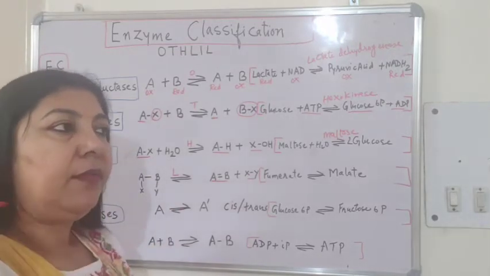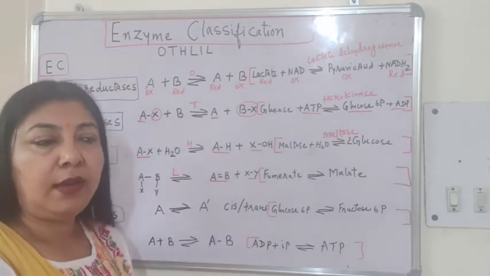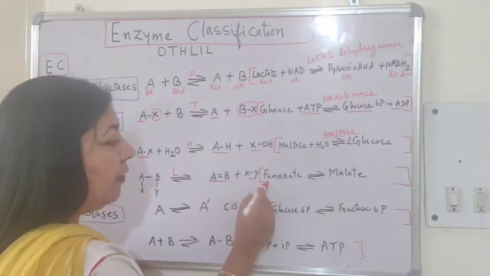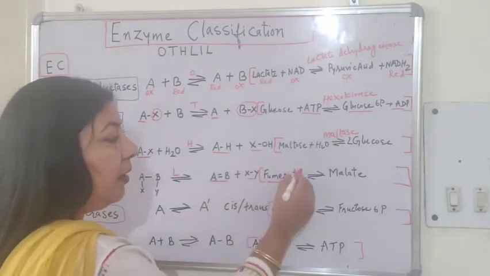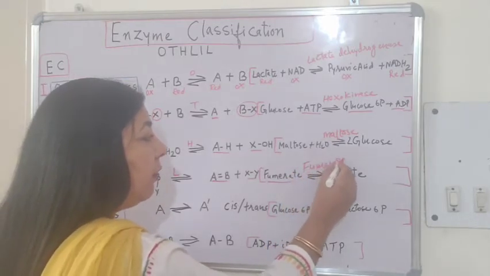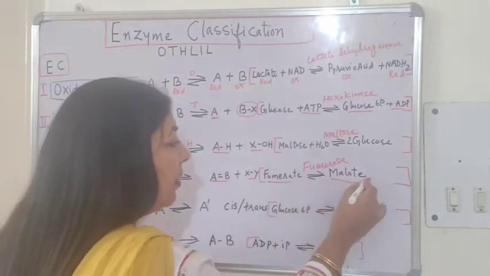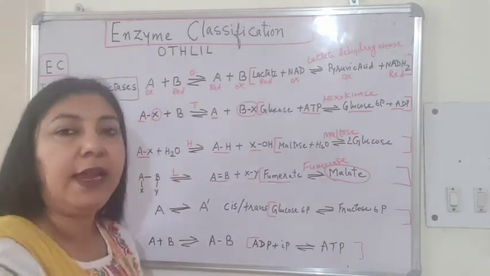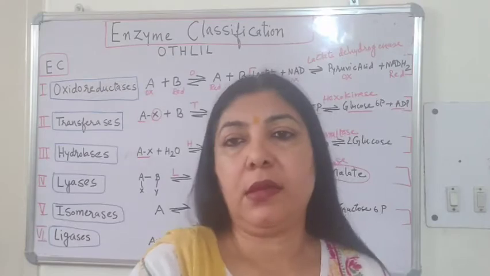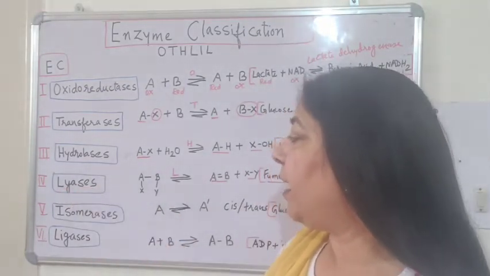So as a result, the product is formed. Okay. So basically, they are like decarboxylases. So one carbon dioxide will be removed. As a result, there will be double bonds formed. For example, when fumarate, that is fumaric acid, reacts in presence of fumarase, what happens? Carbon dioxide is removed and this will result in the formation of malate. Okay, so class 4 is lyases.